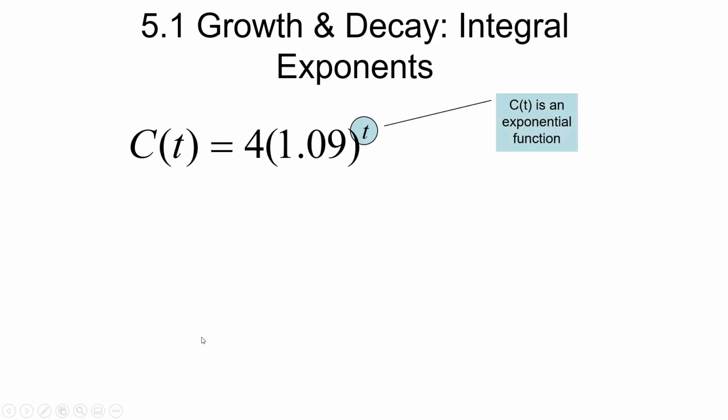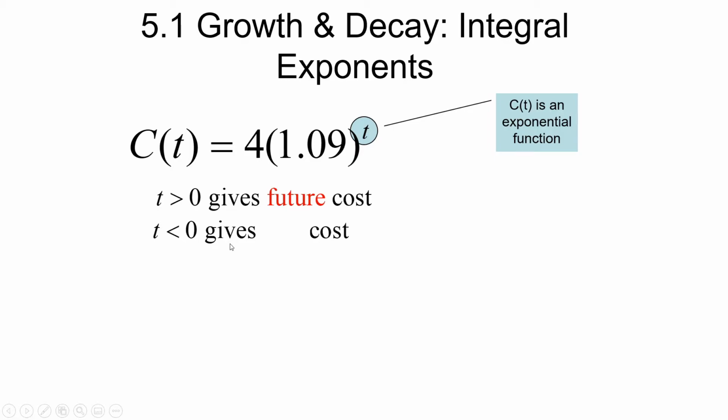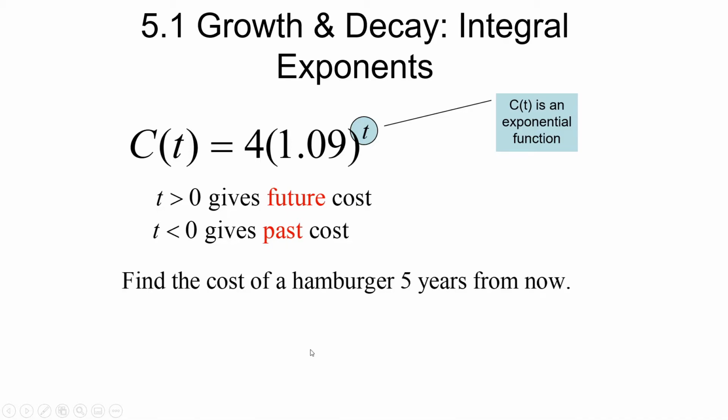And again, c of t is an exponential function. The independent variable is an exponent. All right, so if we have t greater than 0, that would give us future cost of our hamburger. If t is less than 0, that would give us past cost. So we can answer a lot of questions with this exponential function representing the cost of our burger in terms of time. So find the cost of a hamburger 5 years from now.